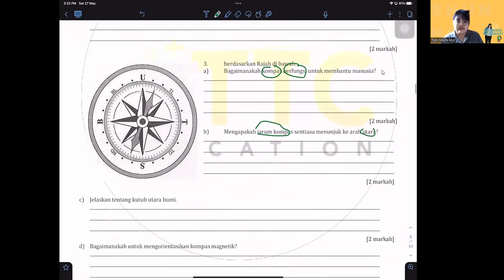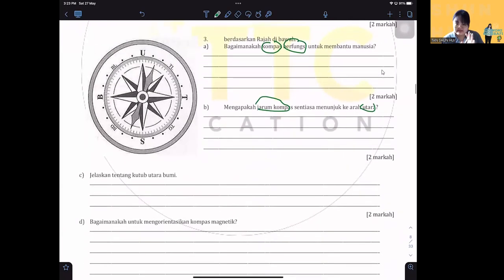Now, I will show you the answer for that later. I will tell you the answer later. I just go through it. This is some rare question that they might ask you. They might ask, right? Jelaskan tentang kutub utara. What is kutub utara? North Pole.